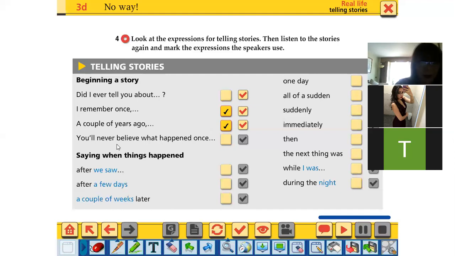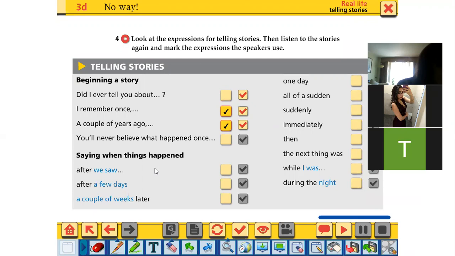You'll never believe what happened once. You can also start with this, but in this case, the speaker didn't use this linguistic function. He used the others. So remember, you can use any of these when you tell a story. When we tell a story, we start with the beginning and then we continue. When you say when things happened, you continue developing the story itself. In this case, do you remember some of the linguistic functions these speakers used?